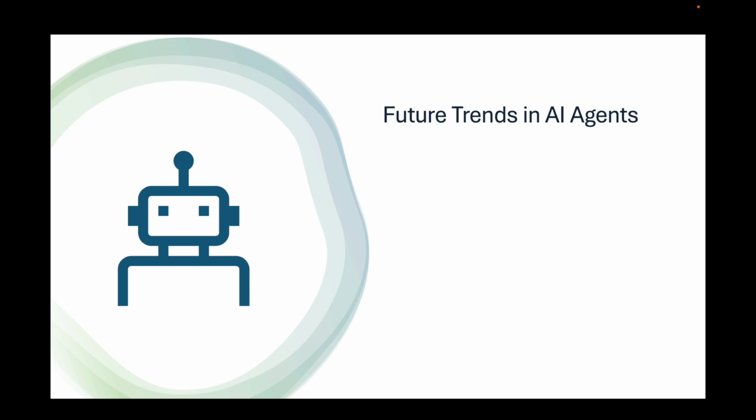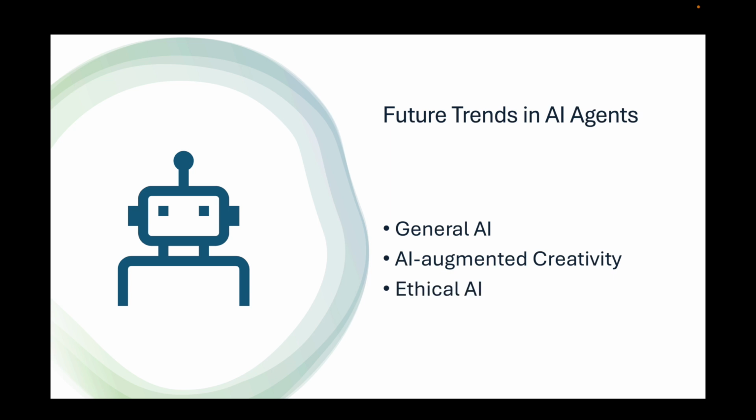Future trends in AI agents. General AI. While current AI agents are specialized, research is advancing towards general-purpose AI that can solve a broader range of tasks with human-like adaptability. AI-augmented creativity. Agents capable of generating creative works like art, music, or literature, assisting humans in creative tasks. Ethical AI. As AI agents become more autonomous, ensuring they adhere to ethical guidelines, e.g., fairness, privacy, and safety, will become crucial.